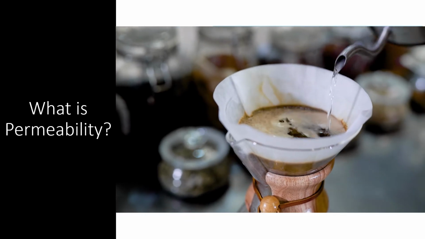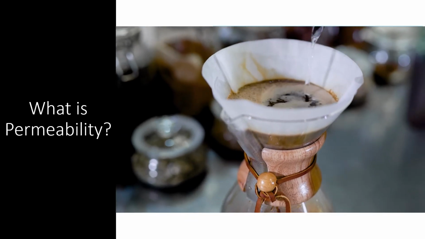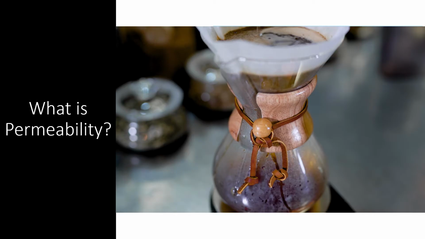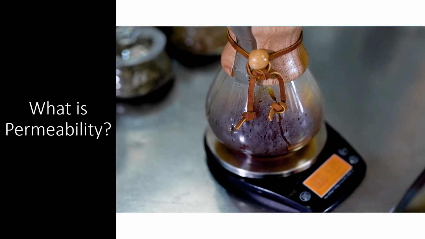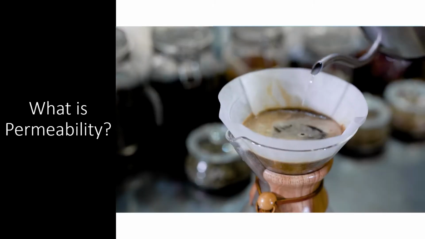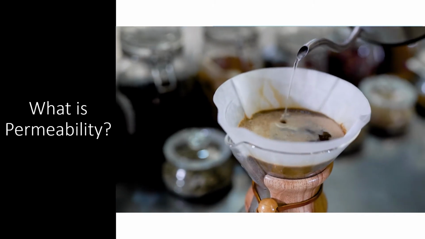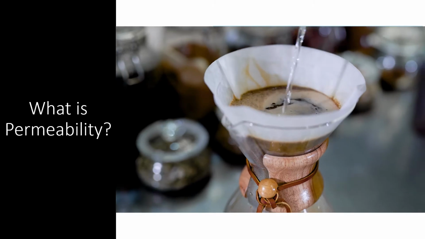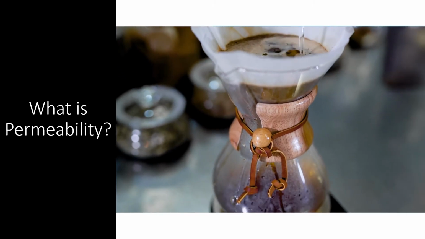Permeability describes how easily a molecular substance can pass through a membrane. You can think of permeability in terms of a coffee filter. A coffee filter allows hot water and dissolved coffee particles to pass through the filter, while the larger coffee grounds are blocked. A lipid bilayer is very similar to a coffee filter.